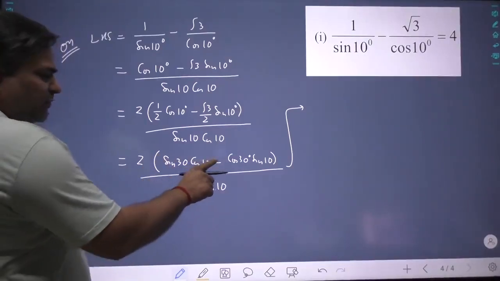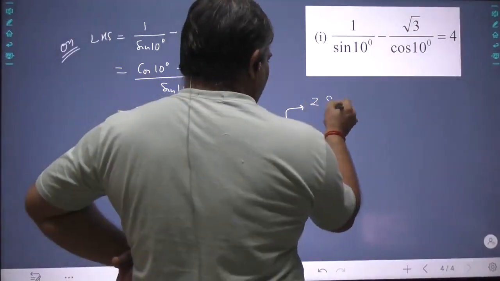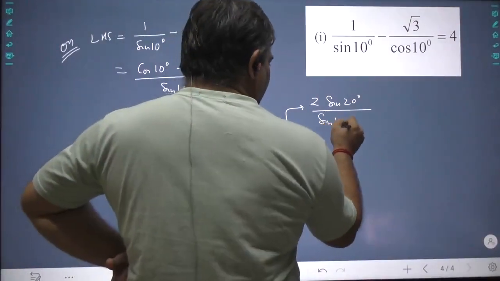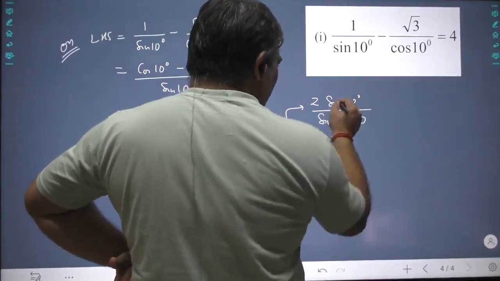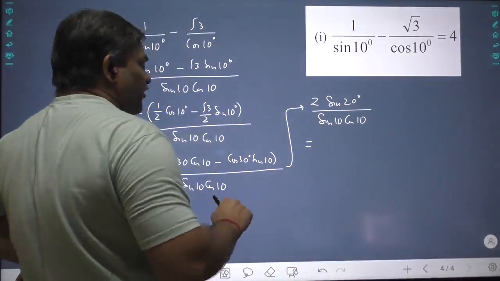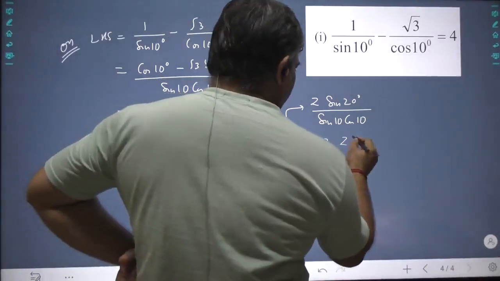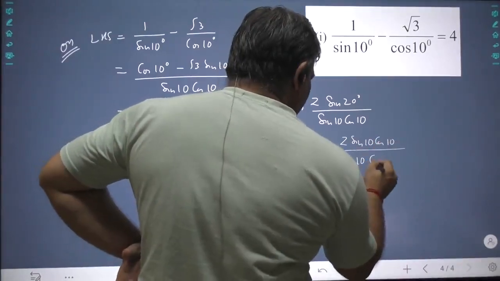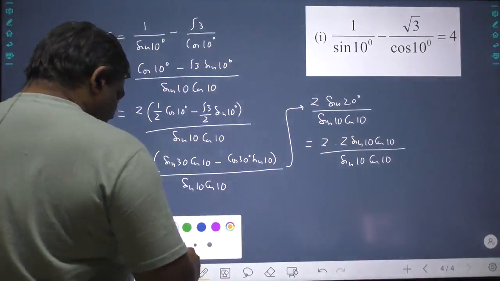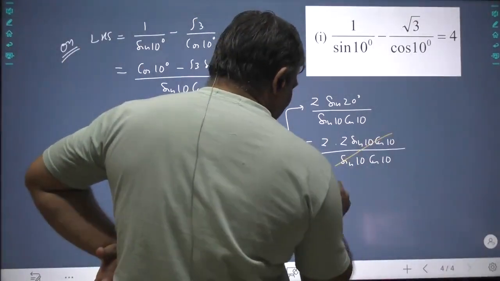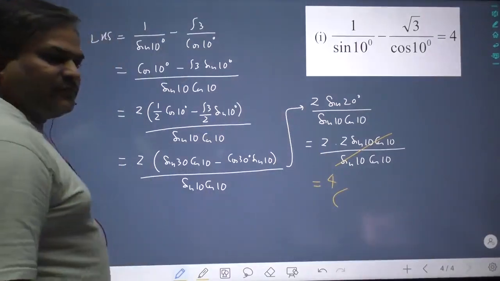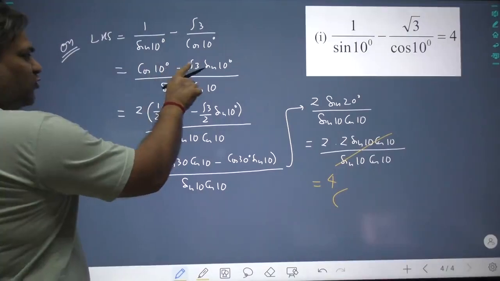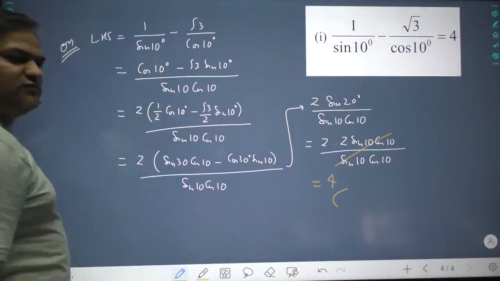So I have sine A cos B minus cos A sine B, sine of A minus B, sine 20 degree, and in the denominator I have sine 10 cos 10. Let us break this sine 20 degree by the formula of sine 2 theta. So this is 2 sine 10 cos 10 whole divided by sine 10 cos 10. So we have here cancel, and the answer is 4. The observation part, the spark part, is this 1 root 3. Please copy down.